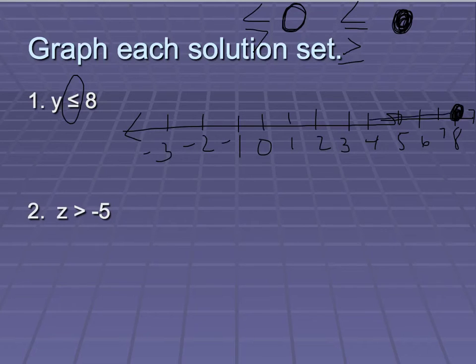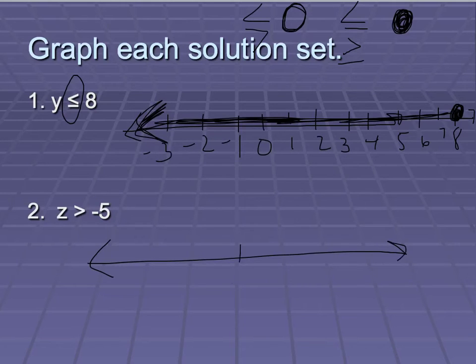so I'm going to shade in this way. Okay, so we're going in this direction. Okay, let's try the next one. z is greater than -5.